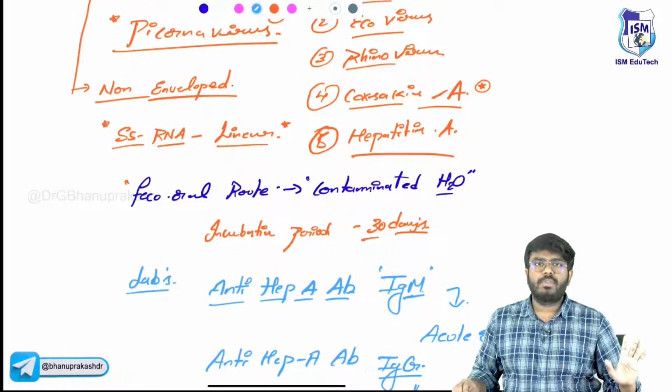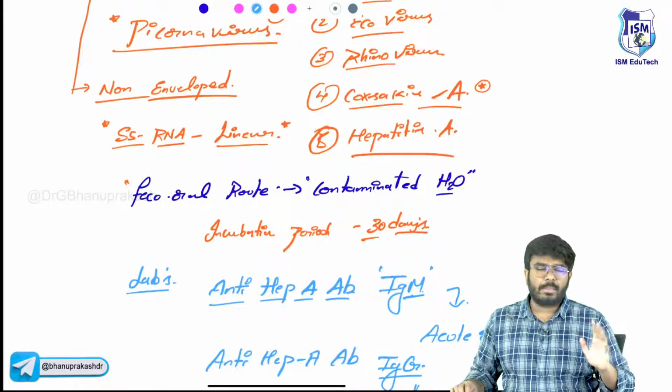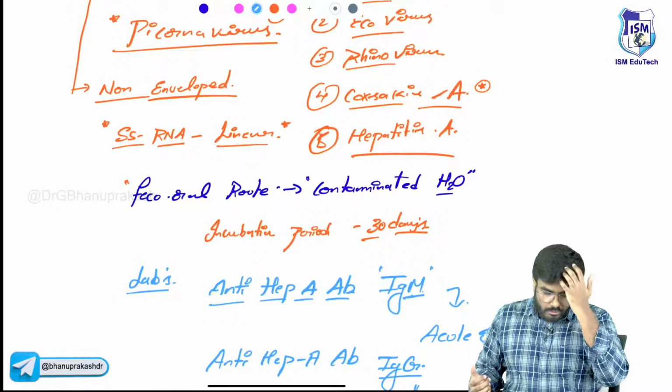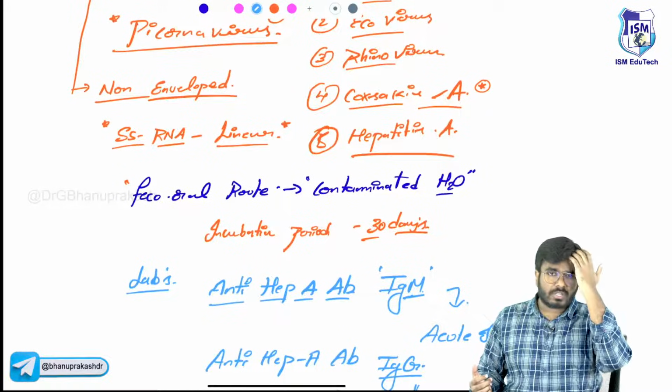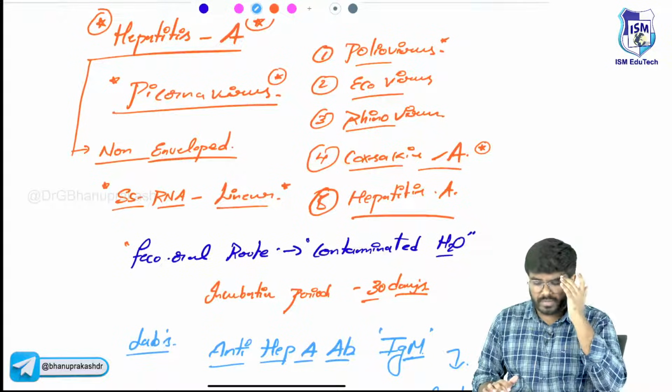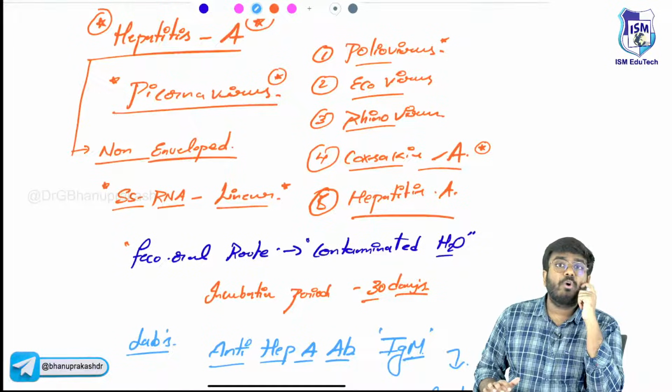Hepatitis A, no chronicity, no risk of any cancer. Getting infected with hepatitis A doesn't increase the risk of any cancer. So how do you get hepatitis A? Hepatitis A belongs to the family Picornaviridae. Most of these viruses belong to the Picornaviridae. They all come via the fecal-oral route.